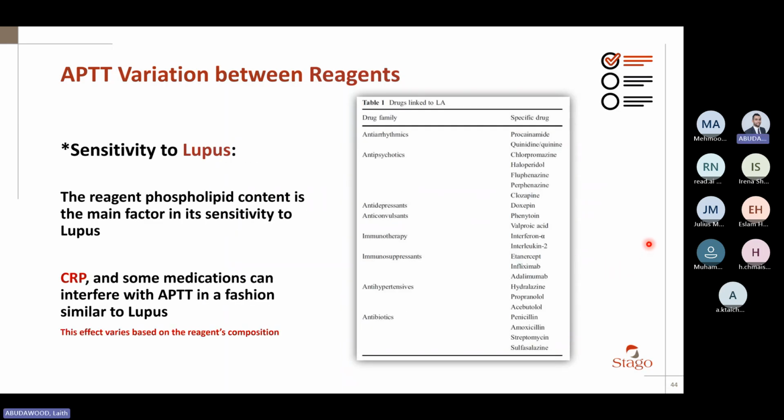So as we said, APTT reagents have different sensitivities. Sensitivity to lupus is an important one, okay? And this is the reason. CRP can behave a little bit like lupus. So CRP tends to mess with PTT Automate or lupus-sensitive reagents, but that's not the case with CK-Prest. CK-Prest is safe from CRP. CRP, you know, is a marker of inflammation in the body. So if a patient has a strong case of inflammation, that might mess with their factor assays, but not if you are using CK-Prest.